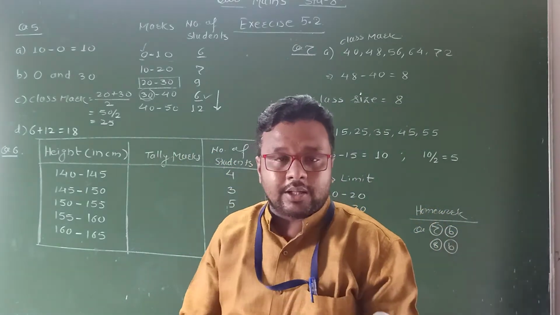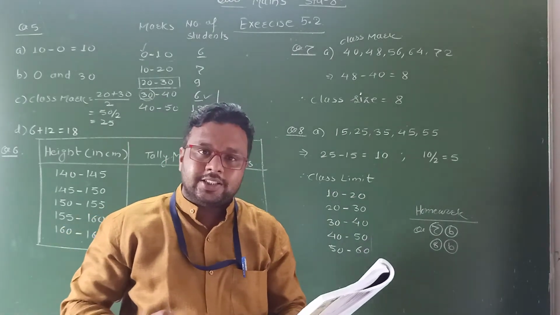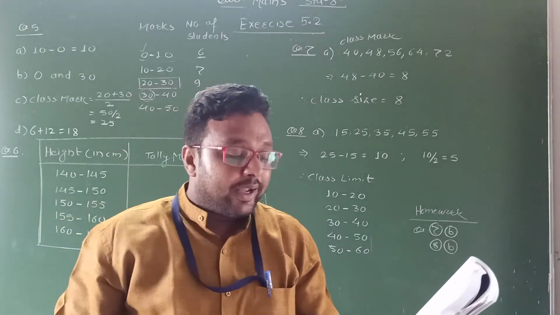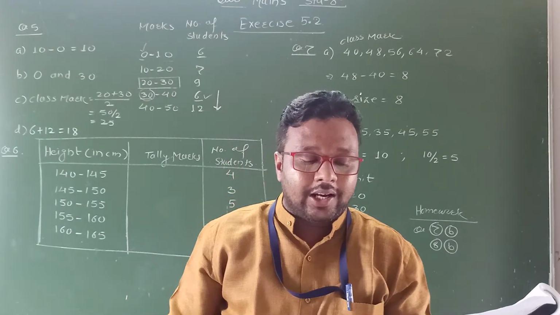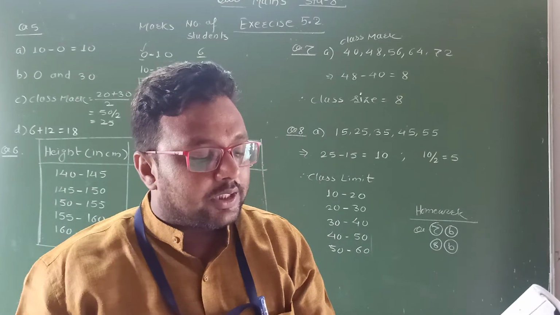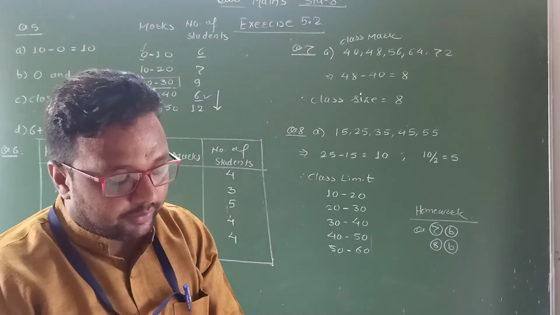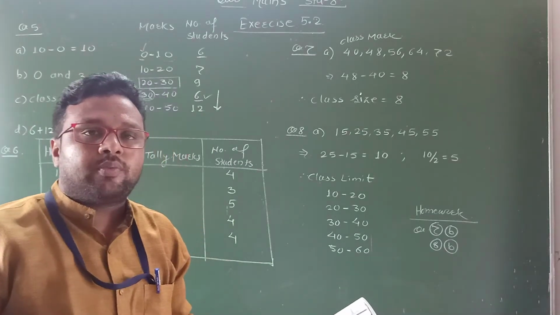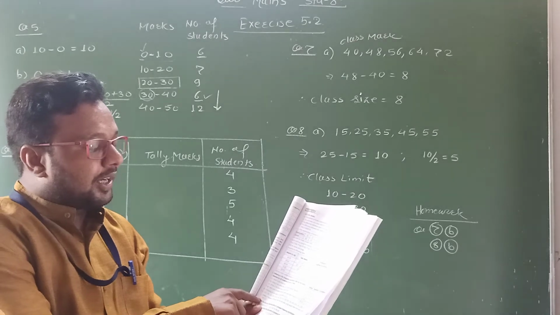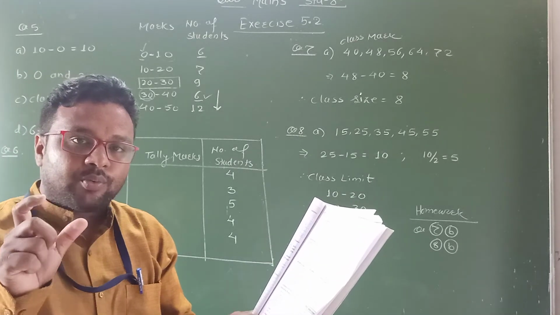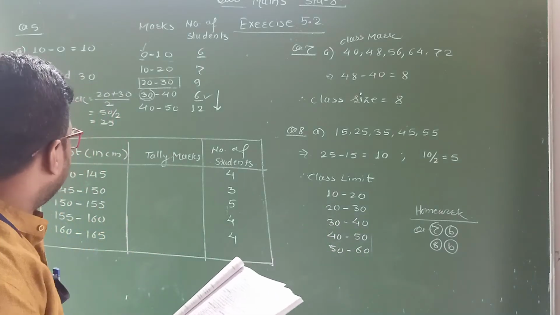Now see the next example, question number 6. Following are the heights of 20 students in centimeters. Make a frequency distribution table for this data using equal class intervals. One class interval is given, 140 to 145, which we have to take. The class size of this class interval is 5. Understood?